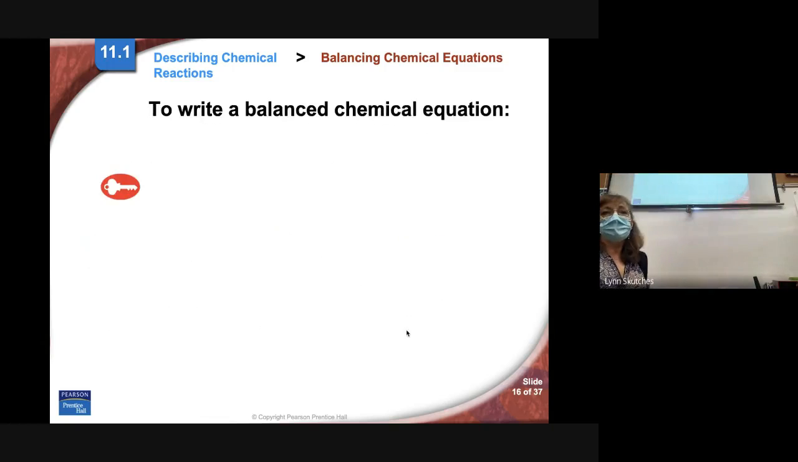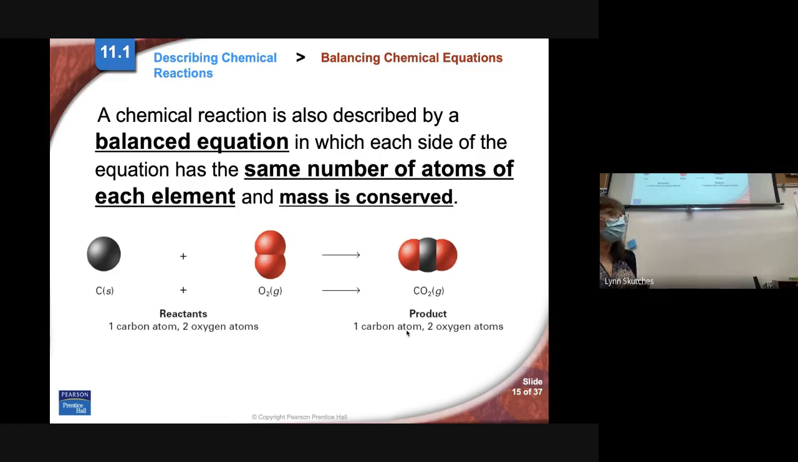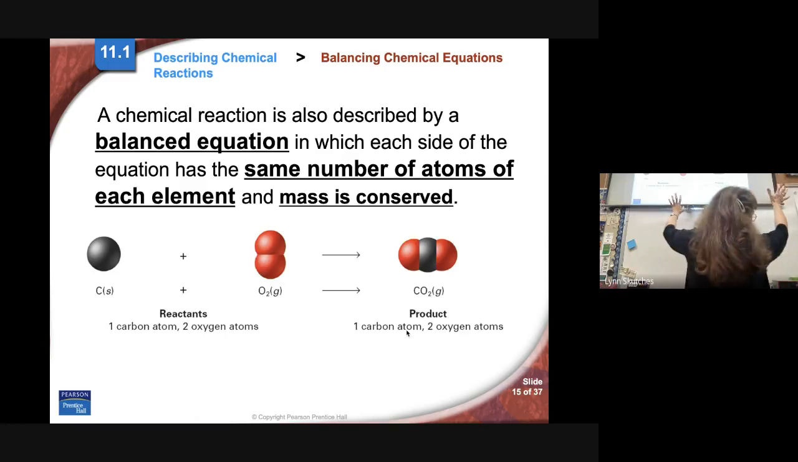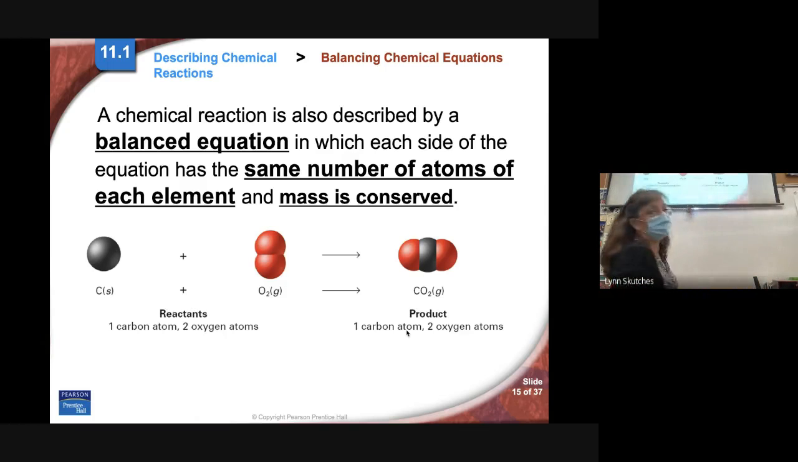Okay, so, you know, we can make carbon monoxide as well, and that's going to require some coefficients. Right, so whatever you've got on the left has to be present on the right. End of story.